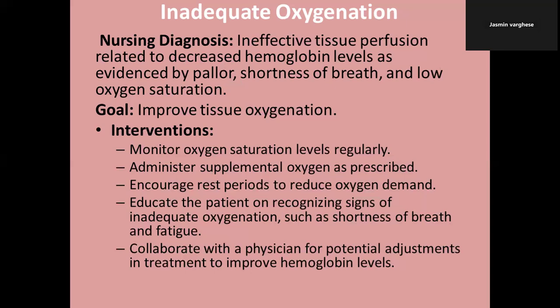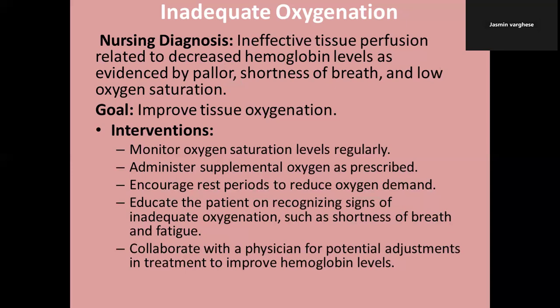And what is the planning? Monitor oxygen saturation level regularly. Administer supplemental oxygen as prescribed. Encourage rest periods to reduce oxygen demand. Educate the patient on recognizing the signs of inadequate oxygenation such as shortness of breath and fatigue. Collaborate with the physician for potential adjustment in treatment to improve hemoglobin level, and administer the medication as per the doctor's order. And apart from that, always do proper history collection and physical examination. So these are all the planning you can do for ineffective tissue perfusion or inadequate oxygen.